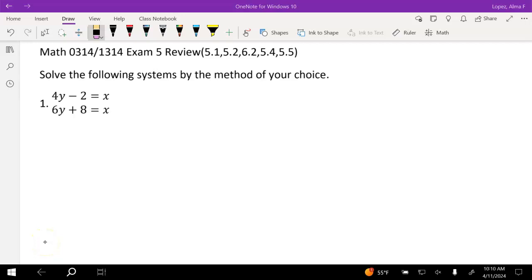Hello, this is for my 2-day College Algebra Co-Rec Exam 5 review. All right, we're going to start off on number 1. Number 1 is a 2x2 system that we're solving. It is perfect for substitution.